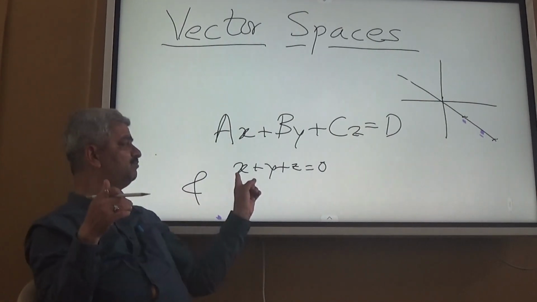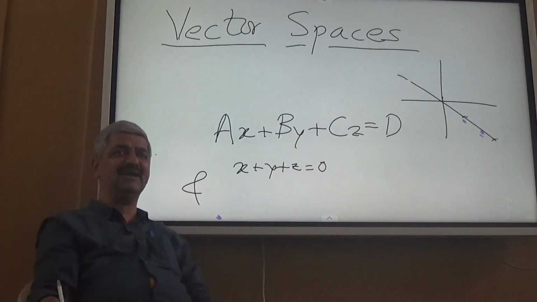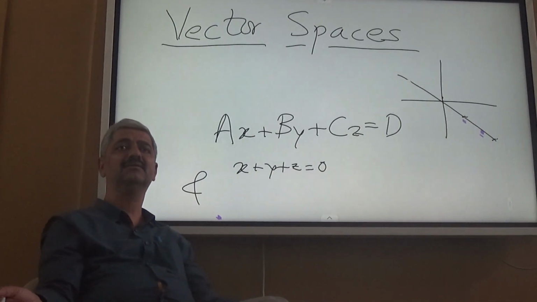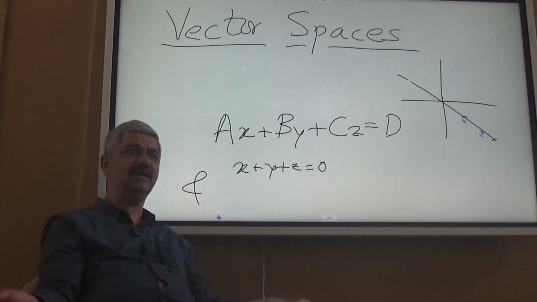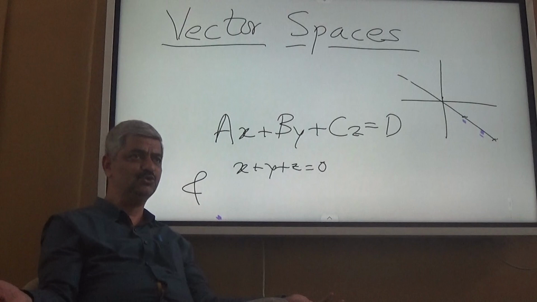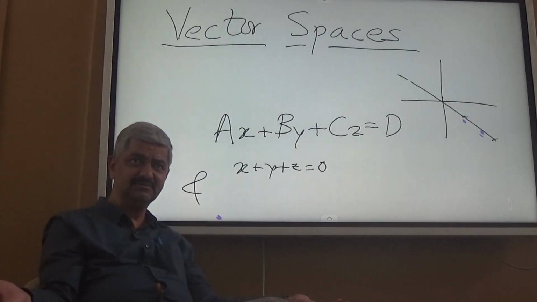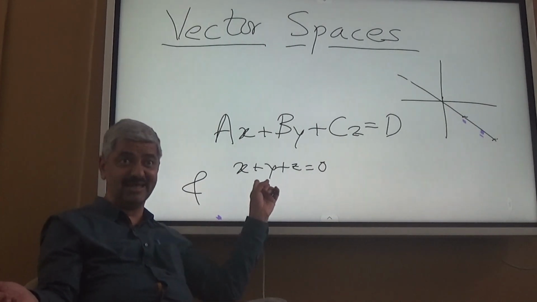No, here x plus y plus z equal to 0. If x is 3, y is 2, z would be minus 5. X is 7, y is 9, z is minus 16. X is 0, y is 0, z is 0. So you can take any value of x and y. In this case you can.